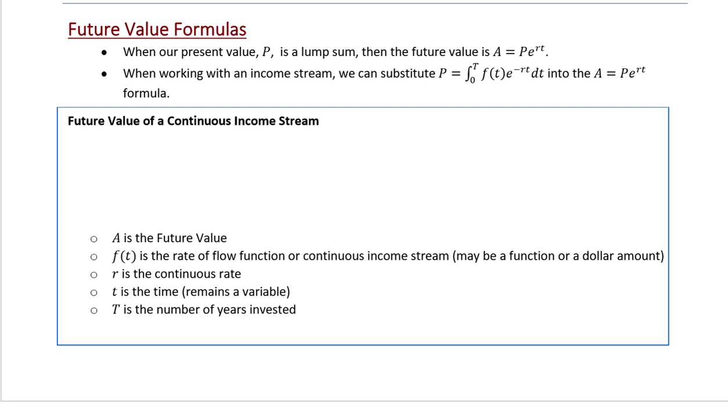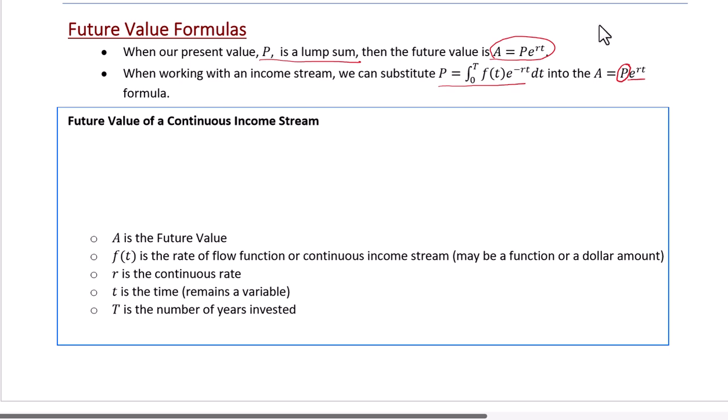Now let's look at future values. When our present value P is a lump sum, recall that our future value or account balance is going to be A equals P times e to the rt. When we are working with an income stream, remember that we already had this formula for P. So if it's not a lump sum, we can plug this formula for the present value into this formula and multiply it times e to the rt.